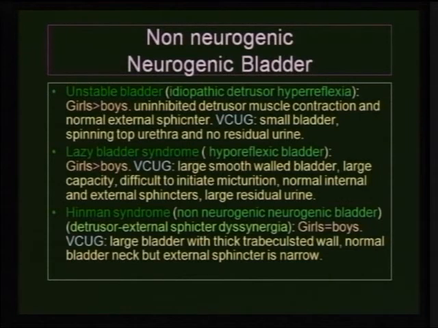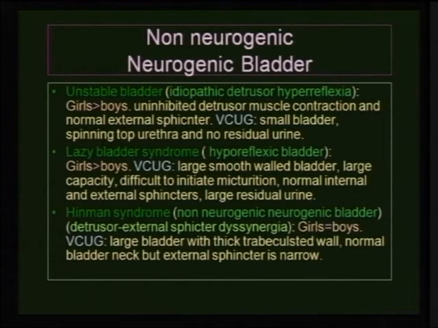hyporeflexia, and dyssynergia. Hyperreflexia, commoner in females. You put a small amount of contrast, and the child will empty the bladder immediately. There is a very significant, strong reflex in those bladders, and this is hyperreflexia. The internal and external sphincter are normal. There is no residual urine, but the bladder is a small bladder with hyperreflexia.